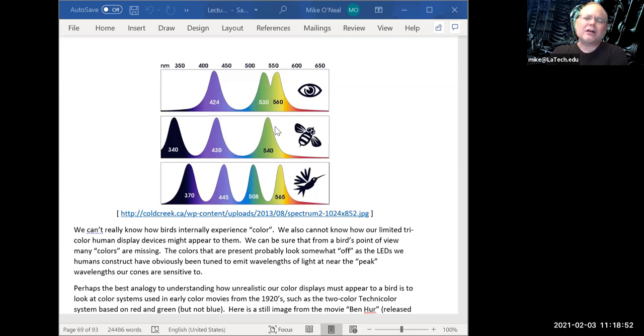Bees are another thing. They can see well into the infrared, even further than birds can see. And they have three cones. They're more equally spaced out, so they probably have better resolution in some ways, although it's probable, because this drops off so far, that bees can probably barely see red.